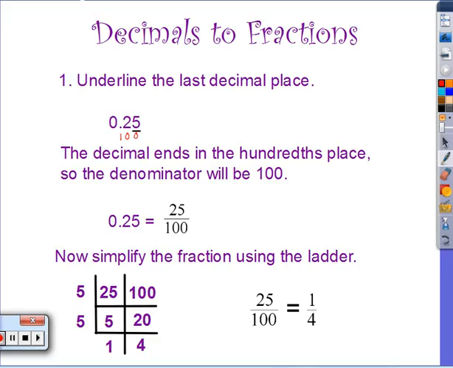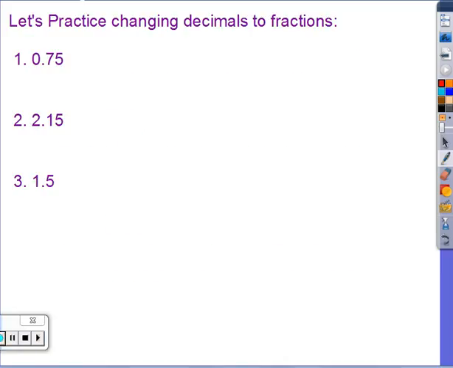Alright, so I'm going to look for a popsicle stick. Alright, number 3, can you repeat to me how do we change a decimal to a fraction in complete sentences? Alright, thank you. So basically you just repeated what you saw me do on the board and what the steps say. So now let's do some practice.